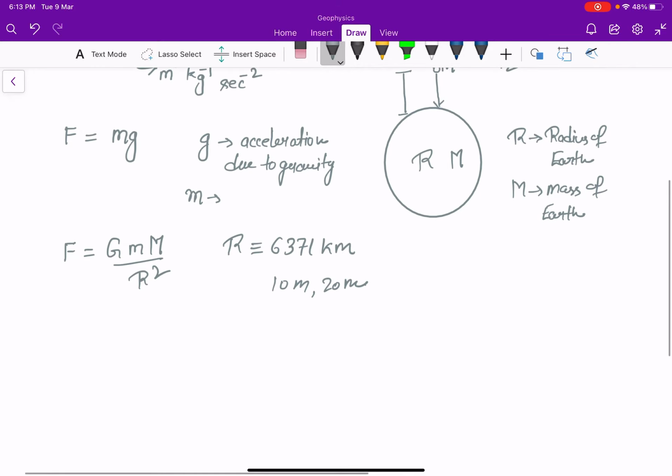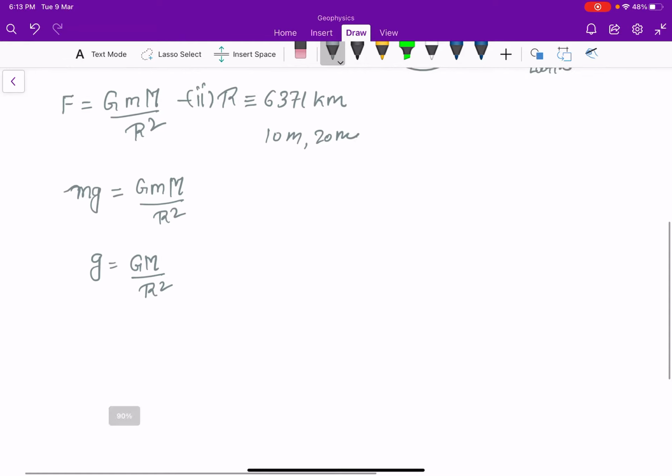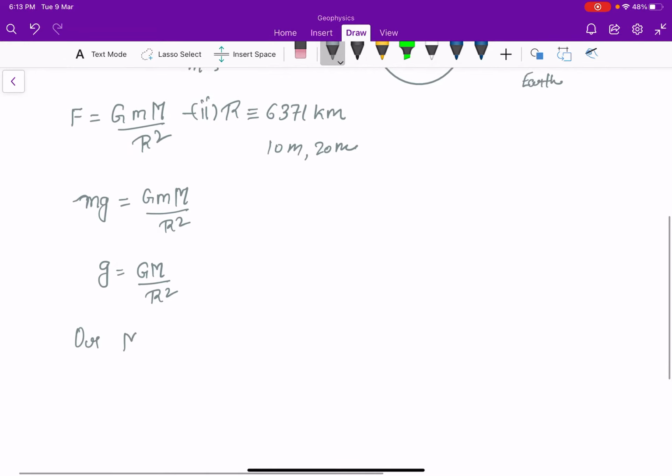So from equations 1 and 2, m into g equals G m M divided by r square. So g will be G M by r square, where M is equal to g into r square divided by G. This is the expression for the mass of the Earth.